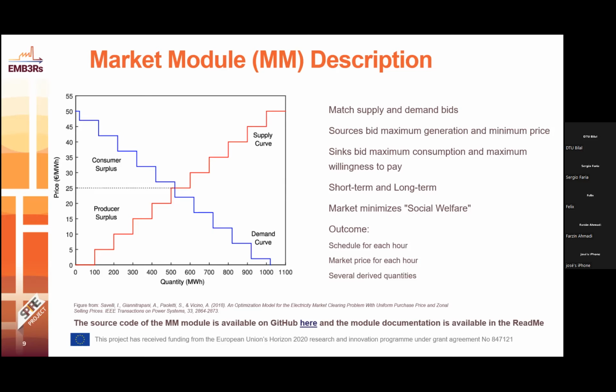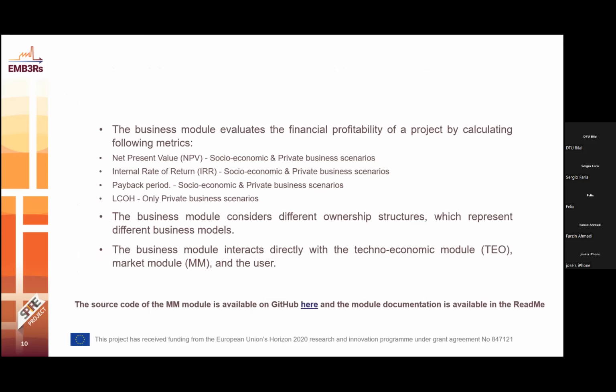There are also several results and key performance indicators users can check in the market module, like the energy traded between the different agents, market clearing prices, operational costs, settlements, quality of experience, and so on. And that's it. The code is also available on GitHub through the link in the presentation. And I guess we can go to the business.